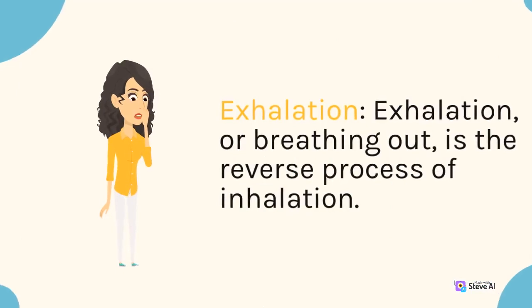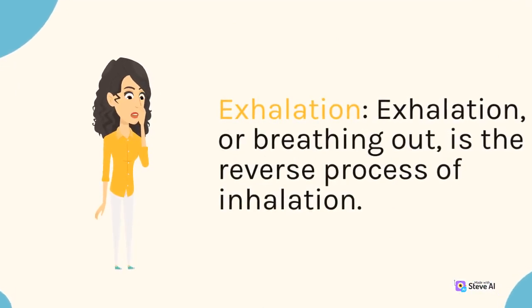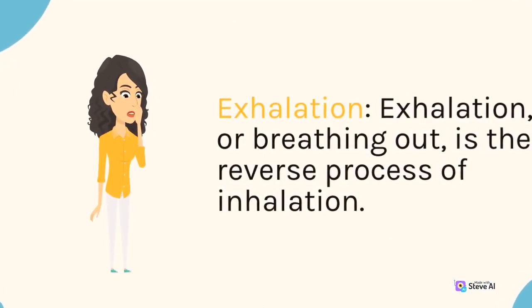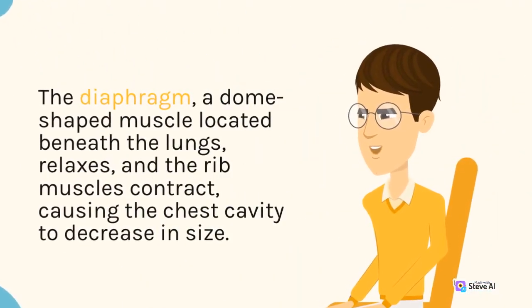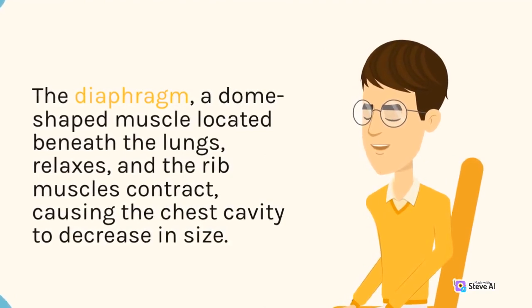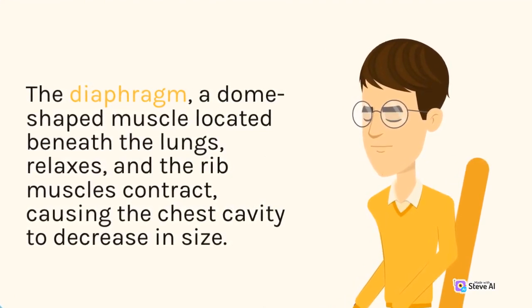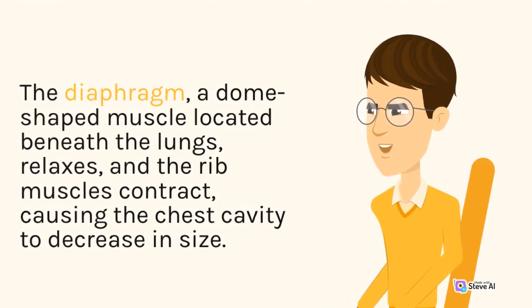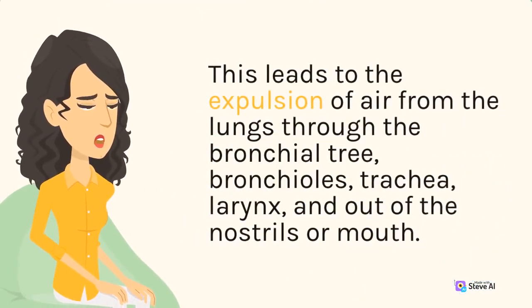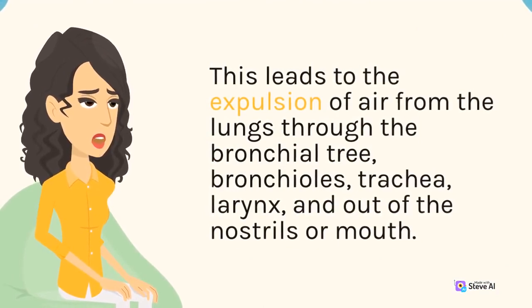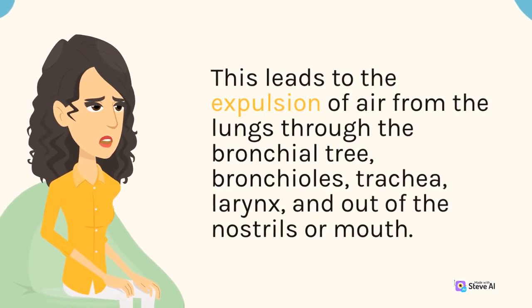Exhalation. Exhalation, or breathing out, is the reverse process of inhalation. The diaphragm, a dome-shaped muscle located beneath the lungs, relaxes, and the rib muscles contract, causing the chest cavity to decrease in size. This leads to the expulsion of air from the lungs through the bronchial tree, bronchioles, trachea, larynx, and out of the nostrils or mouth.